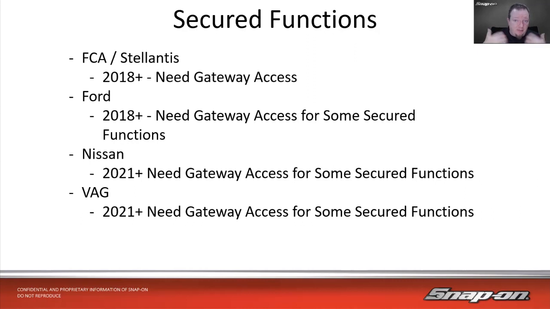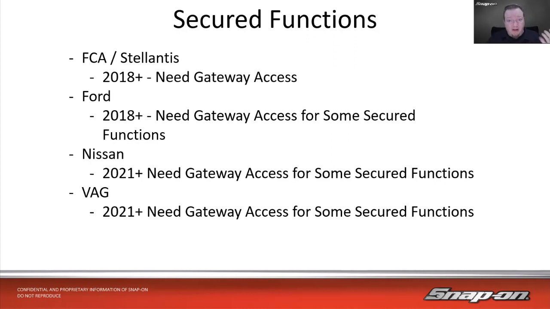Nissan is coming down the pike in North America. It is available over in the UK right now. But as far as that, Nissan also uses AutoAuth like FCA does over here in the States, so that will just be an additional checkbox on the AutoAuth. And that's pretty much 2021 and newer vehicles. And that's once again that bucket of some secured functions. I can still go in there and do a lot of functionality without having that gateway unlocked on the vehicle. It's just some of the secured functions.